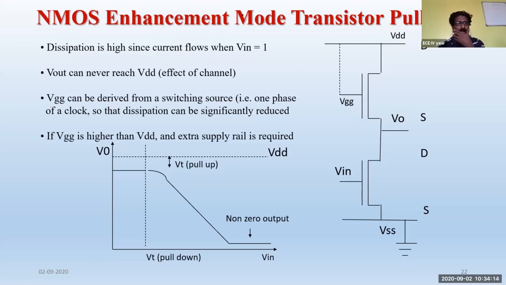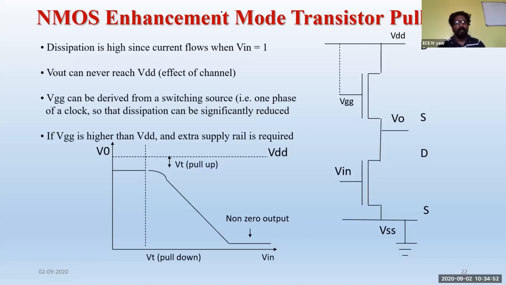If Vin equal to 1, what happens? The dissipation is going to be very high, and Vout can never reach VDD because of the effect of the channel. I have told that your depletion mode transistor or your enhancement mode transistor is almost acting as an equivalent circuit to a resistor. Because of that, even though the current ID is flowing through this particular resistor, the losses will take place. Because of that loss in the current, your Vout will never reach equal to VDD.